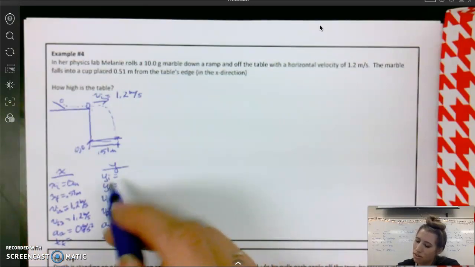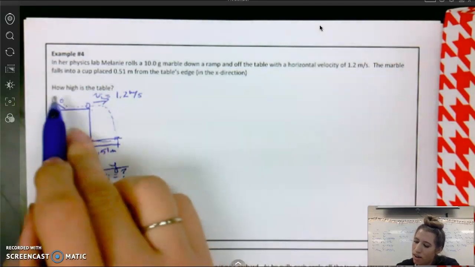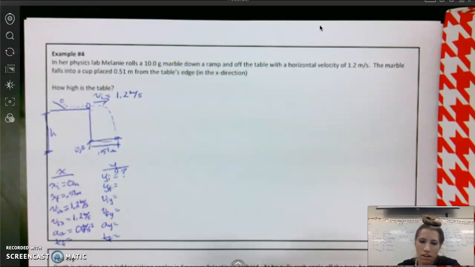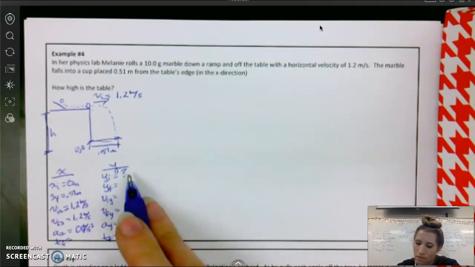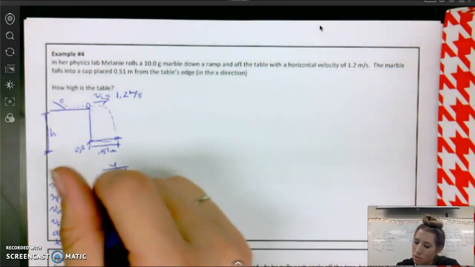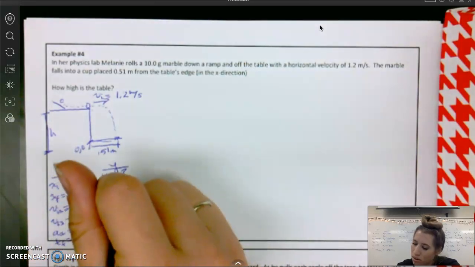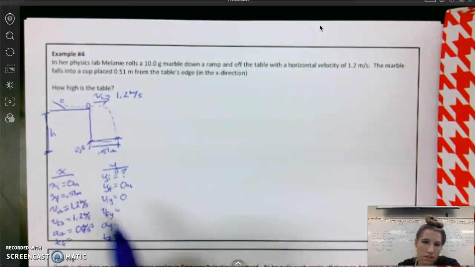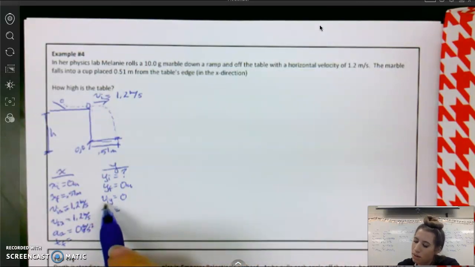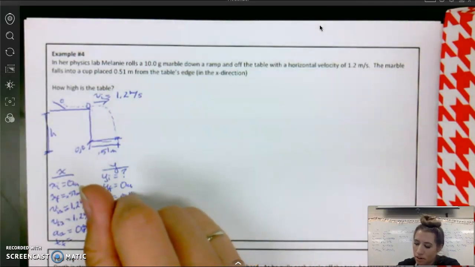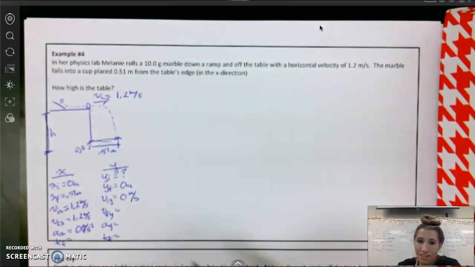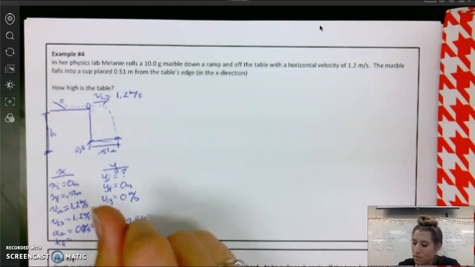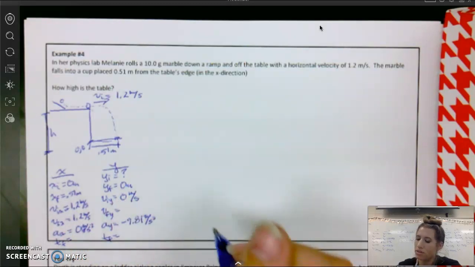Y initial, that's what I'm solving for, right? How high is the table? We're looking for that height. And so my initial would be the height. Final would be the ground, which we're calling the origin. The initial velocity is all in the x direction, so my initial velocity in the y would be 0. My final velocity, I don't know. The acceleration is due to gravity. And we don't know the time component.